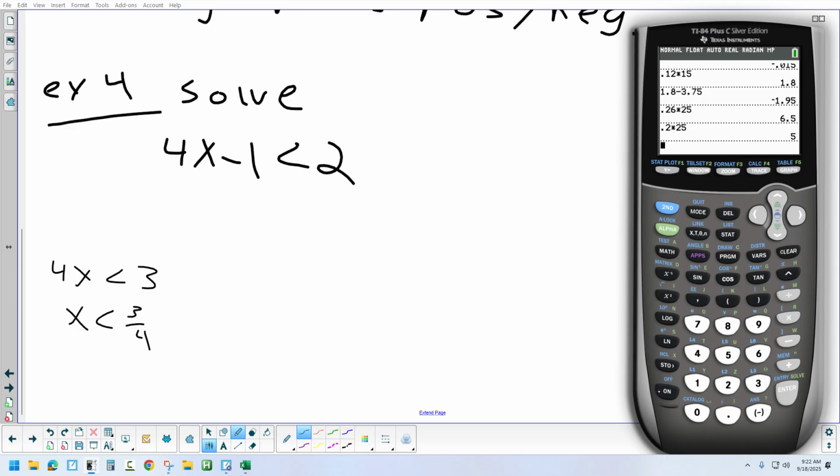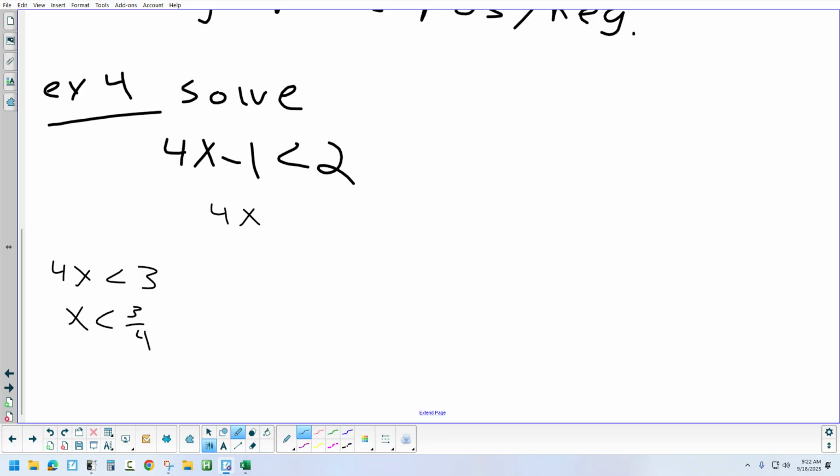Yeah, a 0. What would be the easiest way to get 0 on one side of that inequality? Subtract 2 on both sides. Yep, let's subtract 2 on both sides.